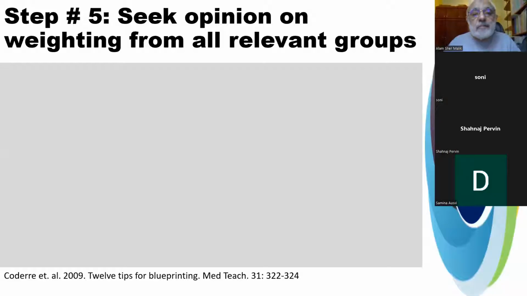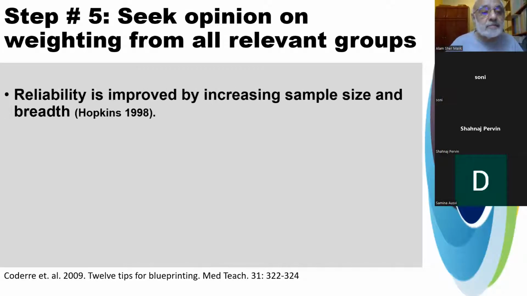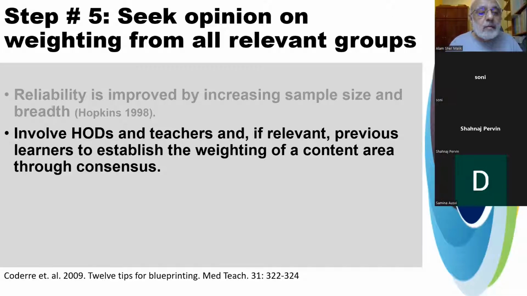Step number 5 is seek opinion on weighting from all relevant groups. So although one has calculated this weighting, it is important that the other members or other stakeholders agree to that. And that increases the reliability, as it is improved by increasing the sample size and the breadth. We must involve heads of departments and teachers, and if relevant, even previous learners, to establish the weighting of a content area through consensus.